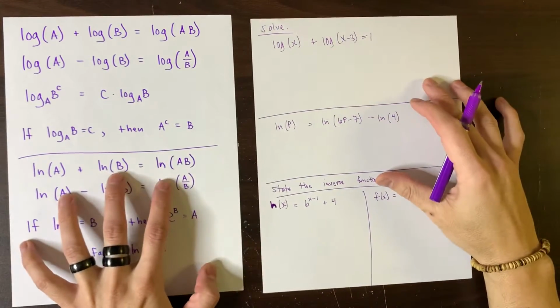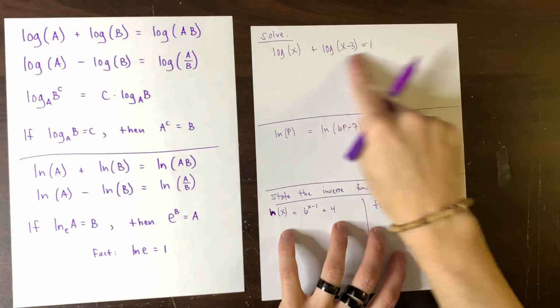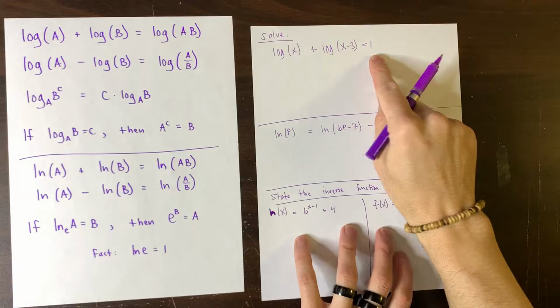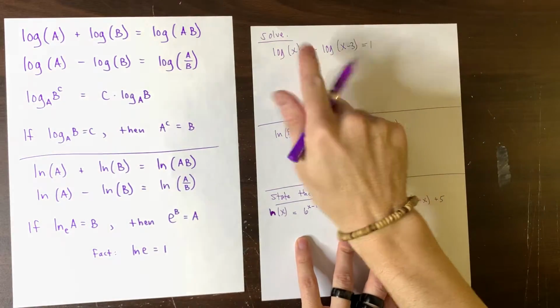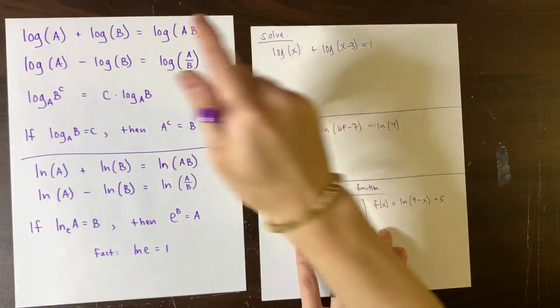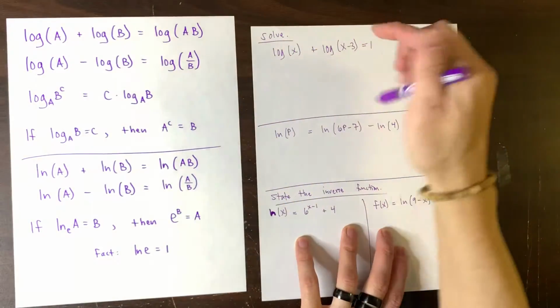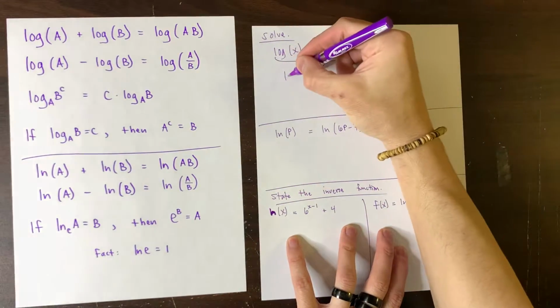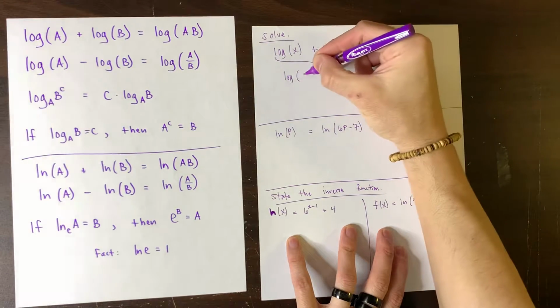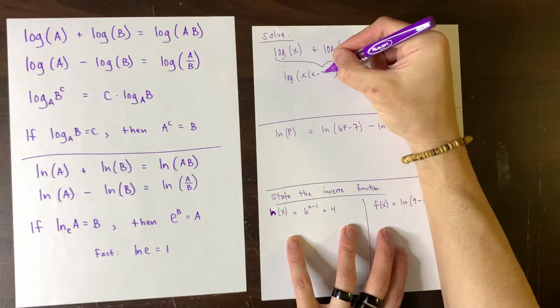And continuing here, I think this is our last page. Let's solve this equation. So I have two logs on the same side. I'm trying to take those two logs and combine them into one. It is addition, so I take the arguments, the stuff in the parentheses, and I'm going to multiply them. So that'll be log of x times x minus 3.